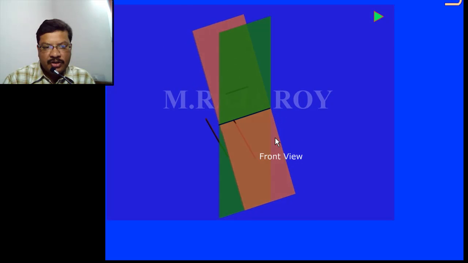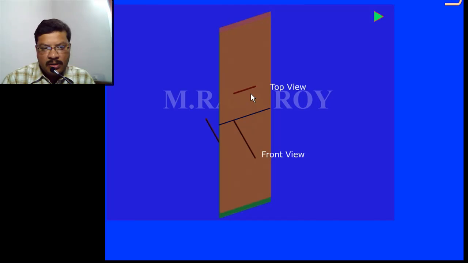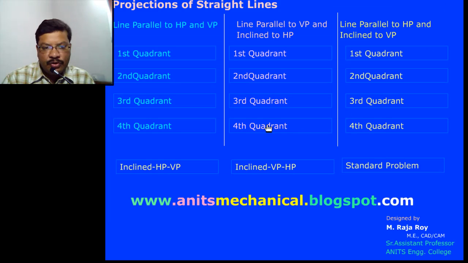Now I am opening the first quadrant. Automatically the second quadrant is closed, and we will get the top view somewhere here. Now when the line is inclined to HP and parallel to VP, and it is in the third quadrant, we will get the front view somewhere here below XY and the top view here above the XY line. Now we will see the fourth case.